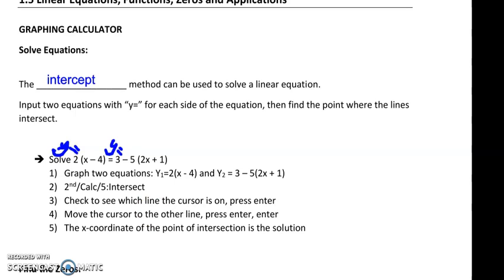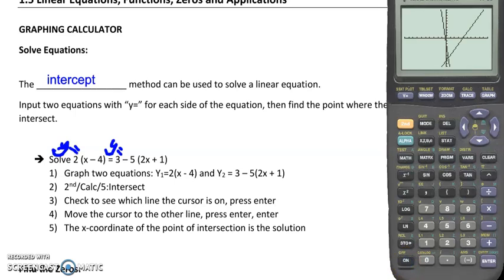So let me pull up the graphing calculator and turn it on. I actually already entered these in. You can see that I have two lines put in here. To get to the screen, you click y equals. We are graphing two lines, 2 times the quantity x minus 4, and then 3 minus 5 times the quantity 2x plus 1. That's just the left-hand side and the right-hand side of this equation. And you can pause the video if you need to type those in. And then click Graph. And you should see something like this.